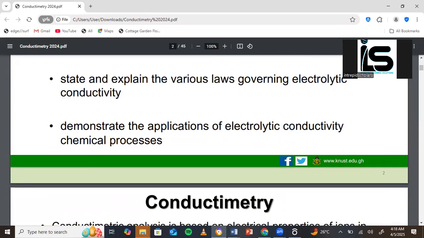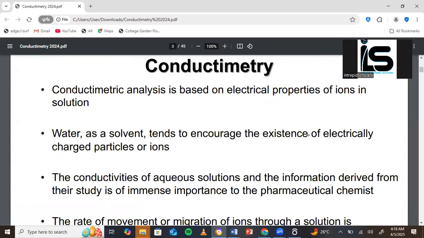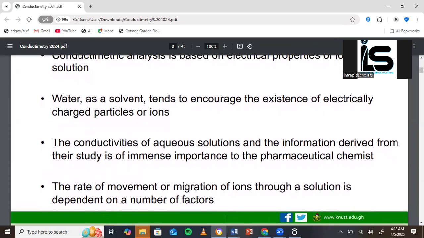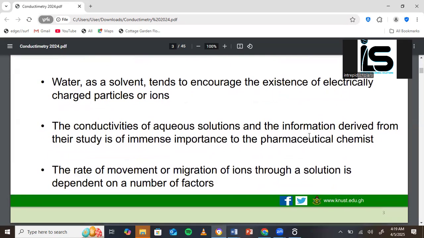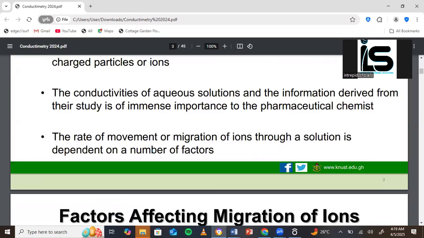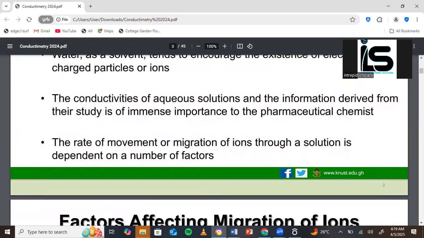Conductimetry. Now we are seeing that conductimetric analysis is based on the electrical property of ions in solution. Water as a solvent tends to encourage the existence of electrically charged particles. The conductivity of aqueous solutions and the information derived from the studies are of immense importance to pharmaceutical chemists. The rate of movement or migration of ions in solution is dependent on a number of factors.